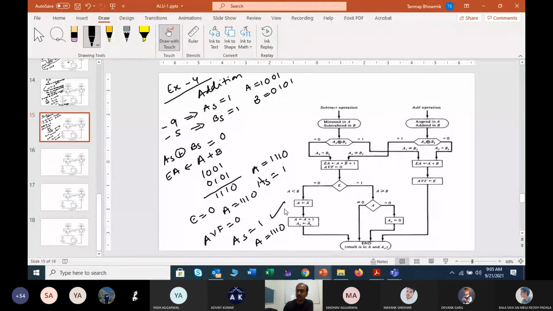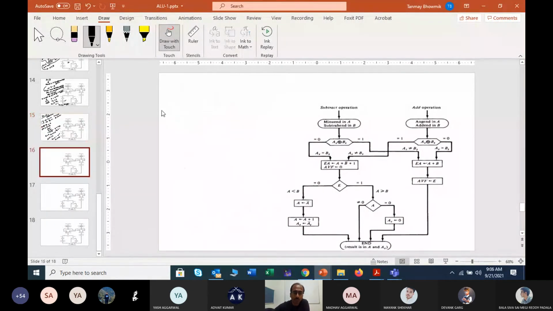Right. So now let's consider some examples for the subtraction operation also. So let's go to the next one. And now we will take the example of subtraction. So you can write here subtraction. And this may be our example 1.